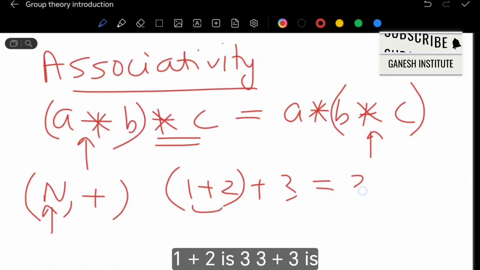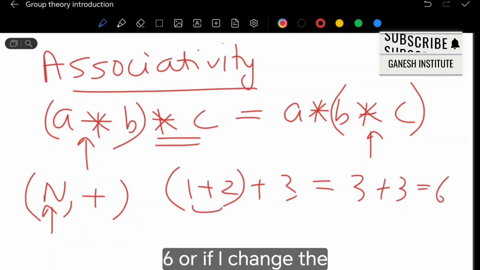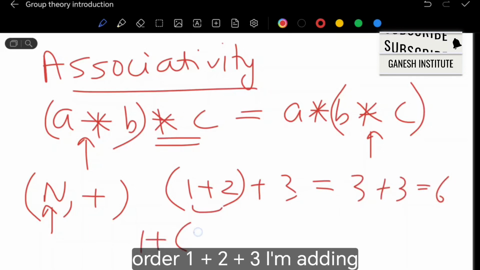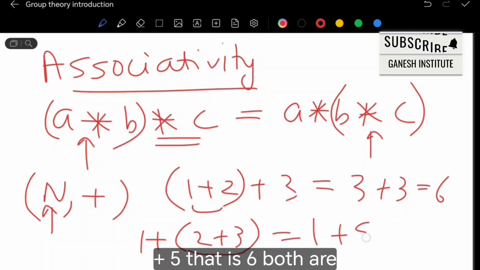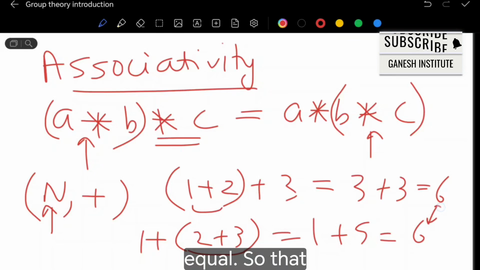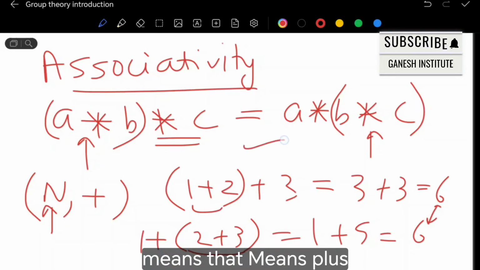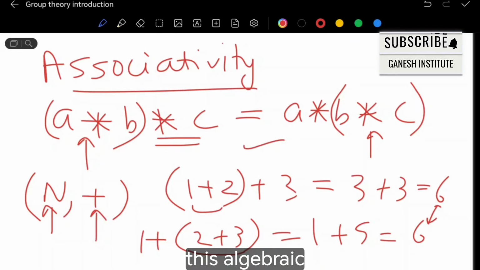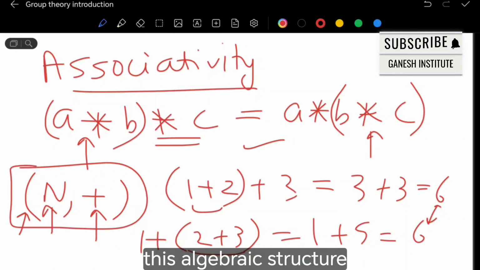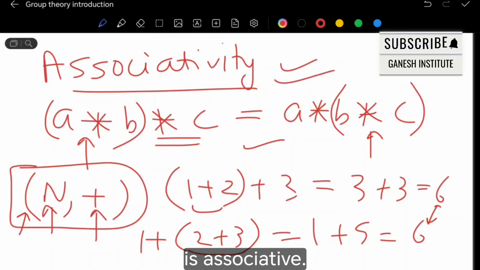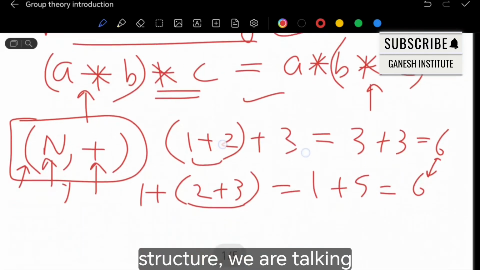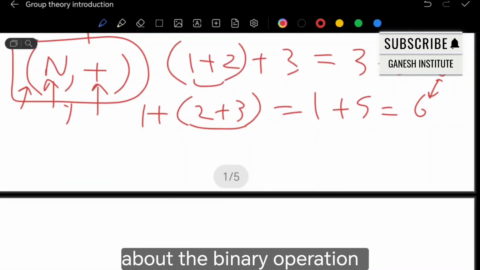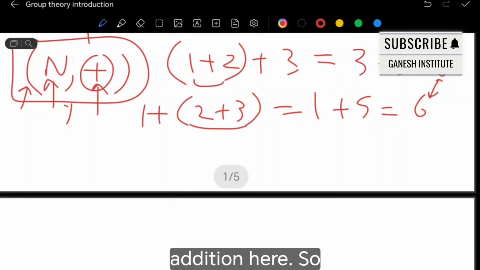1 plus 2 is 3. 3 plus 3 is 6. Or if I change the order, 1 plus 2 plus 3, I'm adding 2 plus 3 first. So 1 plus 5, that is 6. Both are equal. So that means plus, this algebraic structure, is associative.